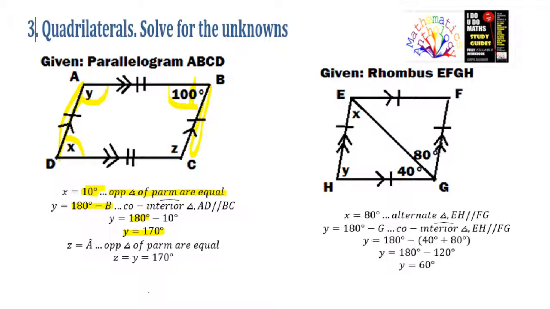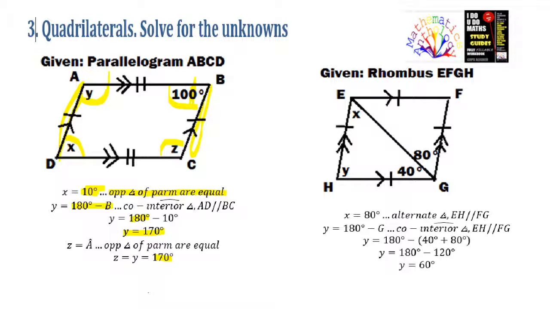The next one, angle z is equal to angle A. Opposite angles of a parallelogram are equal. So because angle A was y and that was 170, z will also equal 170 here.